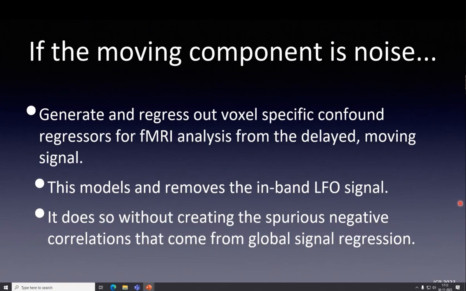So if the moving component is noise, which is the perspective of most people when I go to OHBM, this is all I want to hear about. You can generate and regress out voxel-specific confound regressors from your fMRI analysis. And that models the in-band low-frequency oscillation noise. And it does so in a way that is a lot better than existing methods.